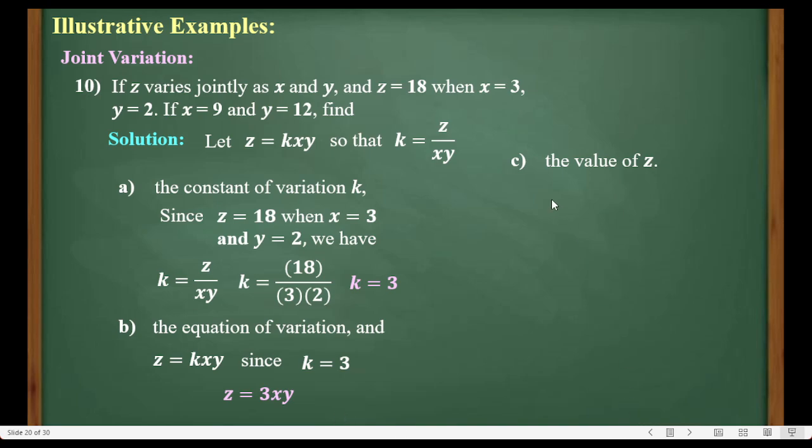Then proceed to letter C. What would be the final value of z? Making use of this formed equation in letter B by substituting the final value of x and y, which are 9 and 12 respectively, so that z from letter C would be what? 3 times 9 times 12. And that will give you 324.